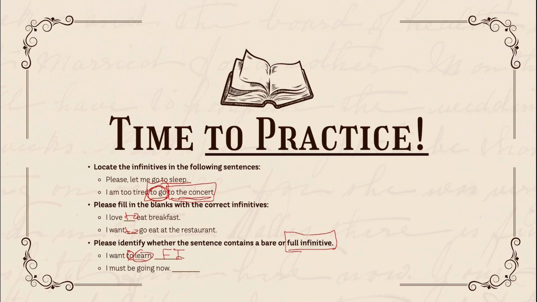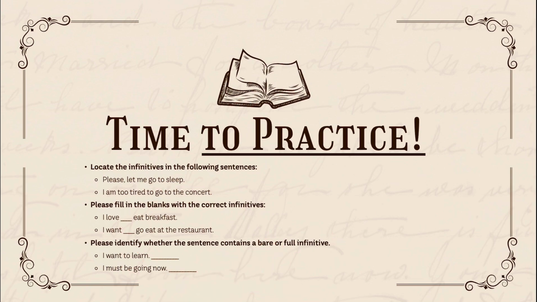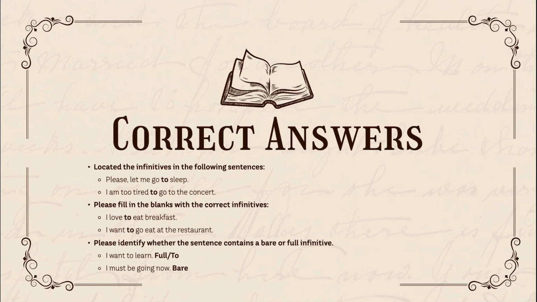I must be going now. And notice we can express this as to be. And this we have as the bare infinitive for be. So this is a bare infinitive. So just look there. There are the correct answers. Check yourself to make sure that you had that correct.